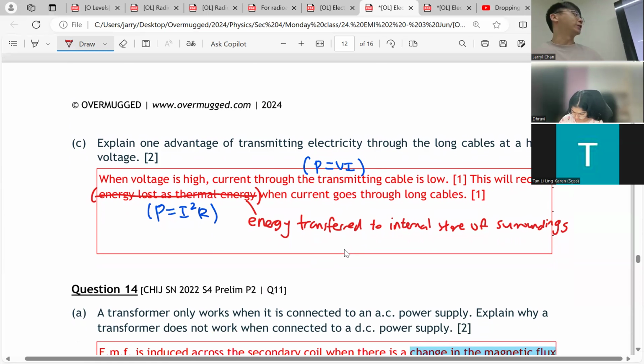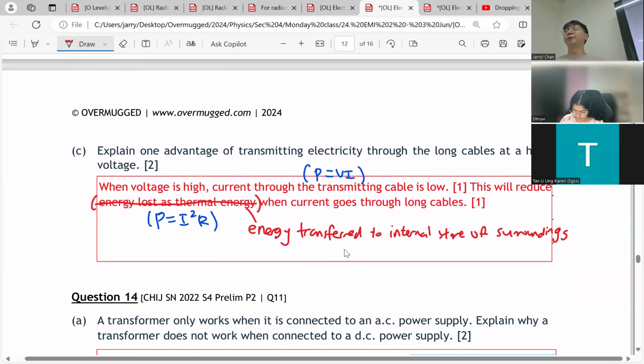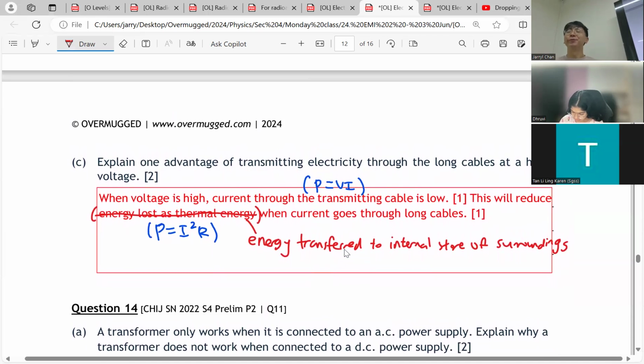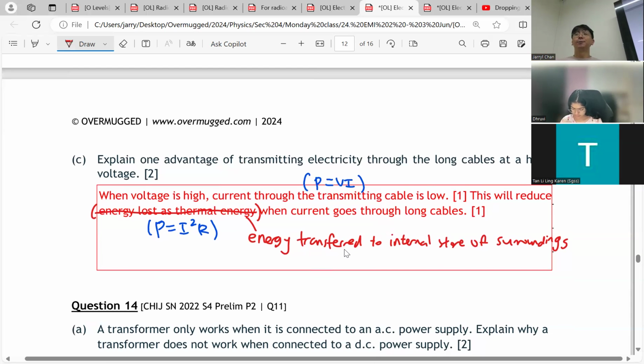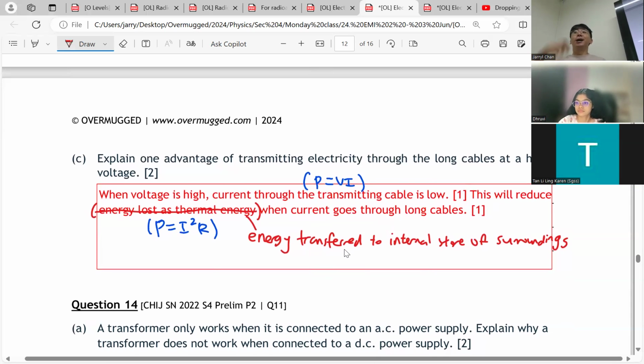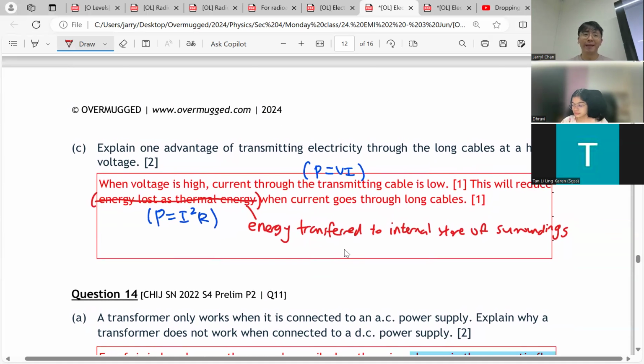Question 14, Part A. A transformer only works when it's connected to an AC power supply. We talked briefly about it but didn't really write it down, though we should already understand the idea. What's the general idea behind this? Changing magnetic flux. Again, a transformer is not a case where it directly passes the current to the secondary coil, as that defeats the purpose of a transformer. So the transformer needs a changing magnetic flux.